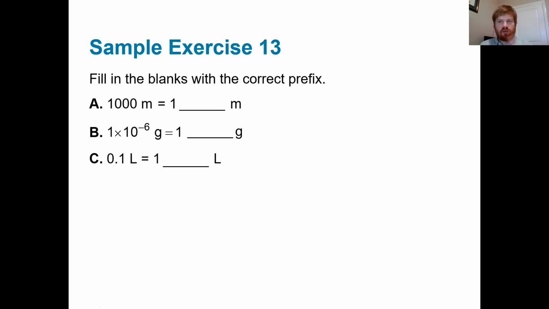Like, obviously, you can look back and make sure that you fill it in. But the idea is here, we want to get the correct prefix for each of these units. So like for A, we have 1,000 meters is equal to 1 blank meters. So what's the correct prefix that should go in there? Do the same thing with B and C. And when we come back, we'll have the answer.